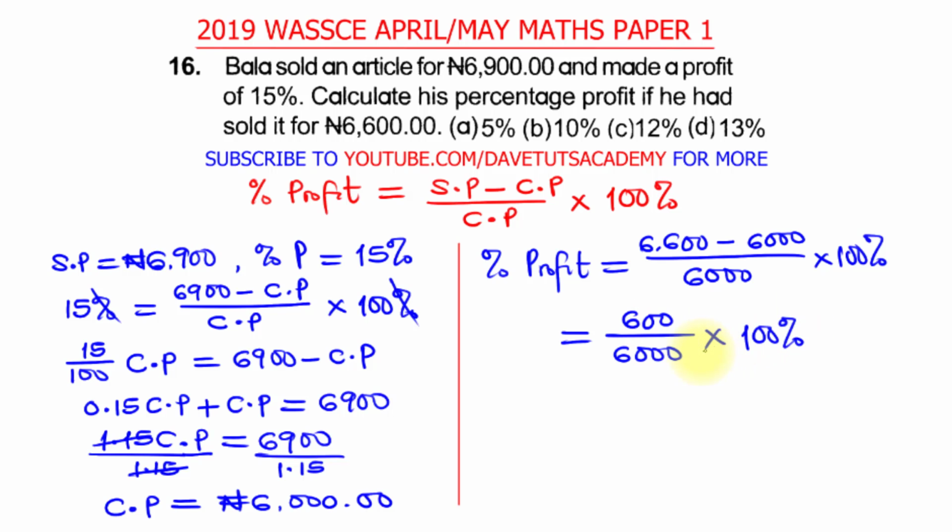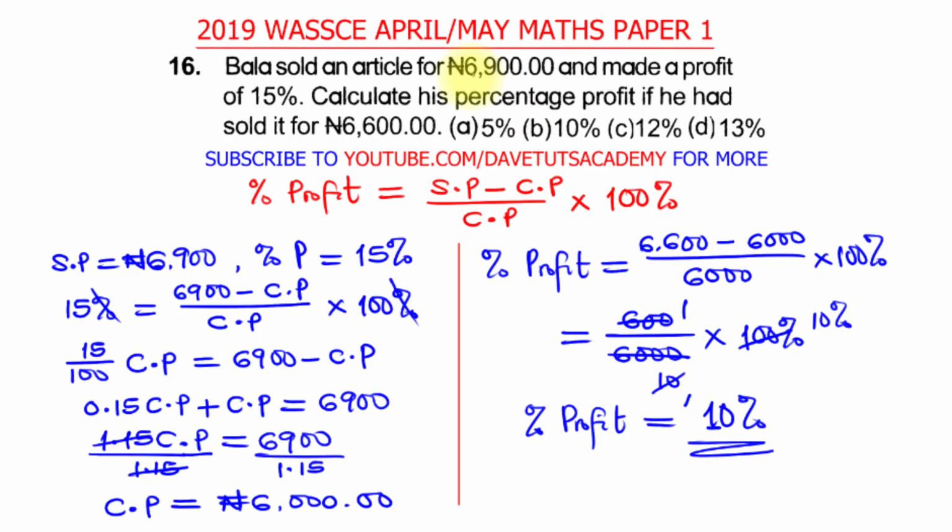This is just a matter of dividing all through. 600 can go in 6,000, that will be 10, 10 can go in 100% to give us 10%, meaning that the percentage profit that Bala would have made if he had sold it for 6,600 is 10%. And it is actually consistent, because look at the initial amount that he sold the article for, the 6,900, and that is 15%. Now 6,600 is going to be lesser, that's 10%. So yeah, the correct answer is option B, 10%.